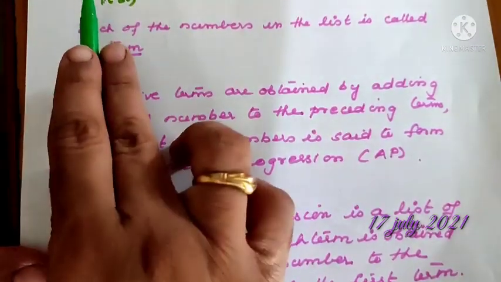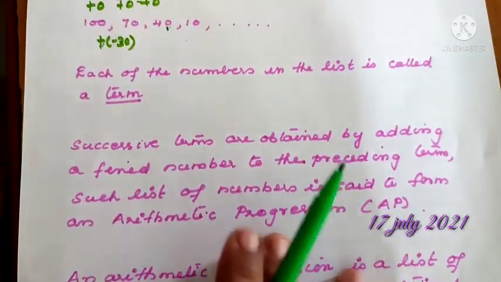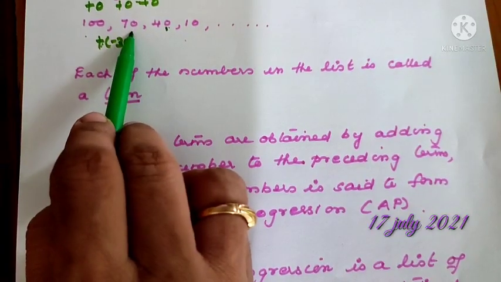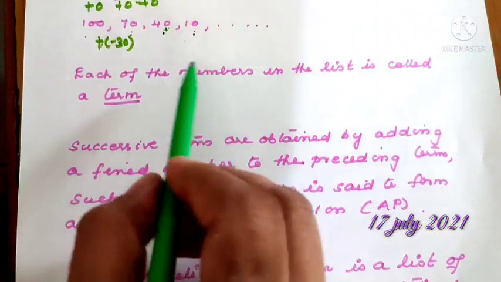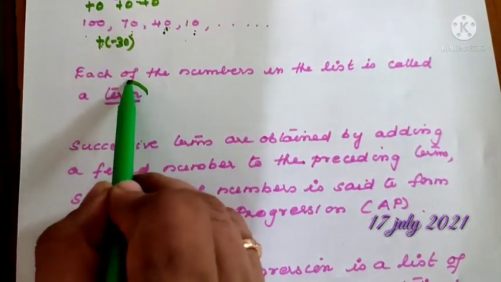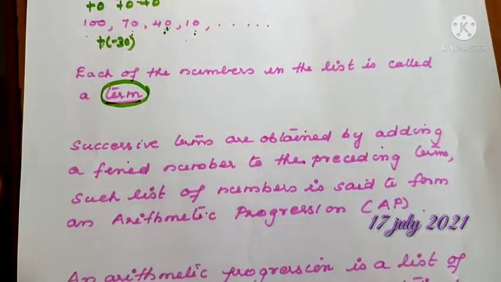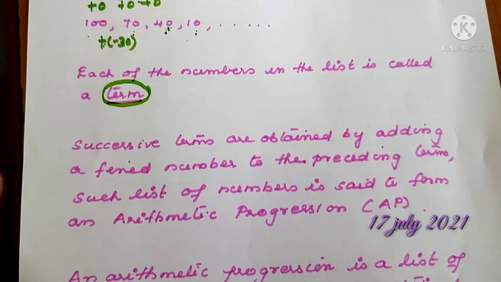Term we are telling. So 100, for example, is the first term, 70 is the second term, the third term is 40, and the fourth term is 10. So each one is a term for us. Each one of the numbers in the list is called a term.